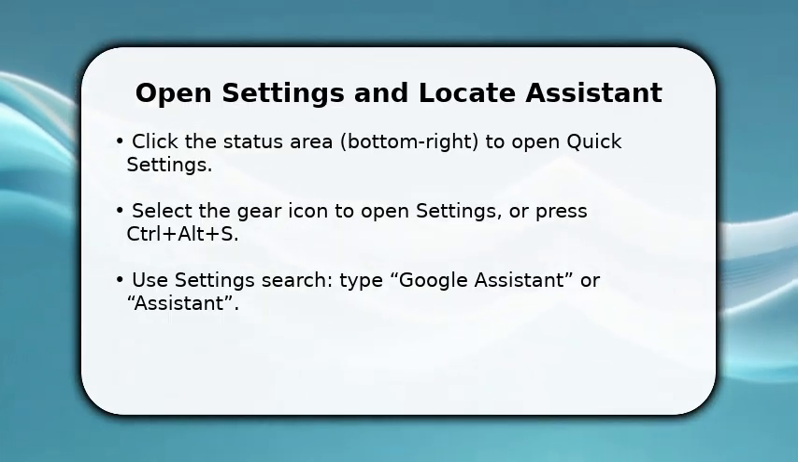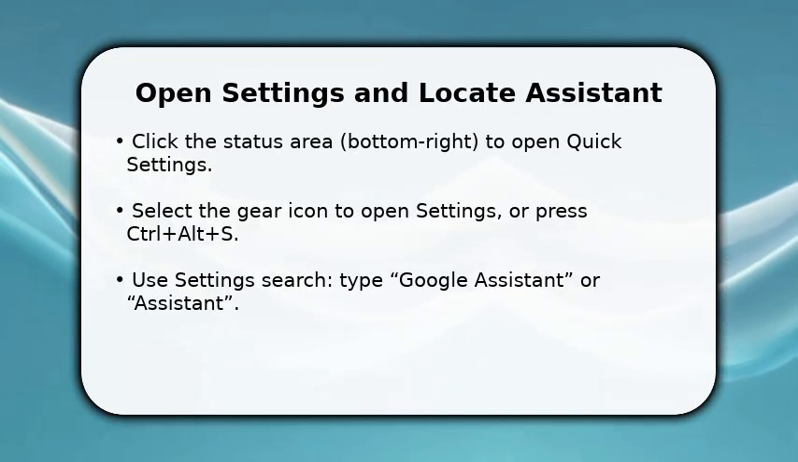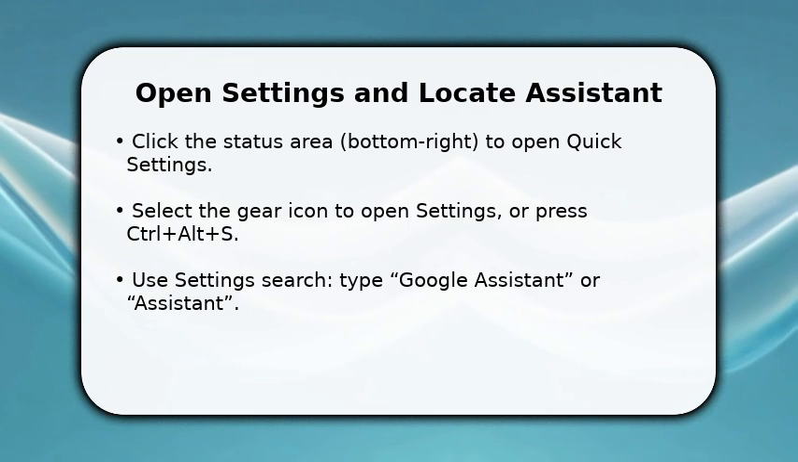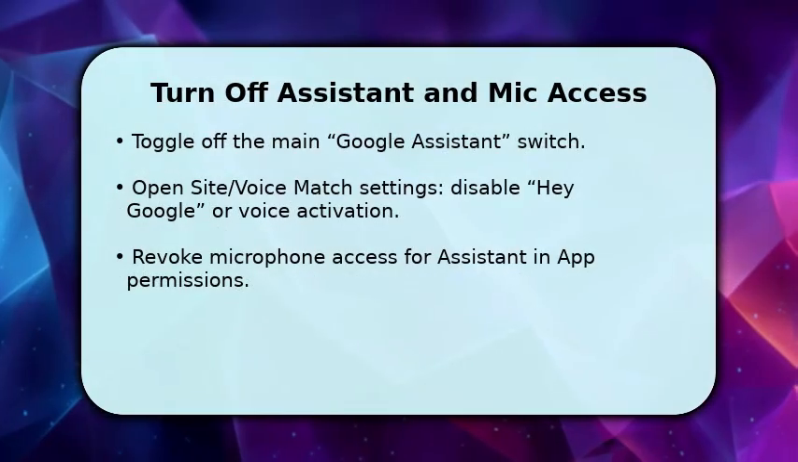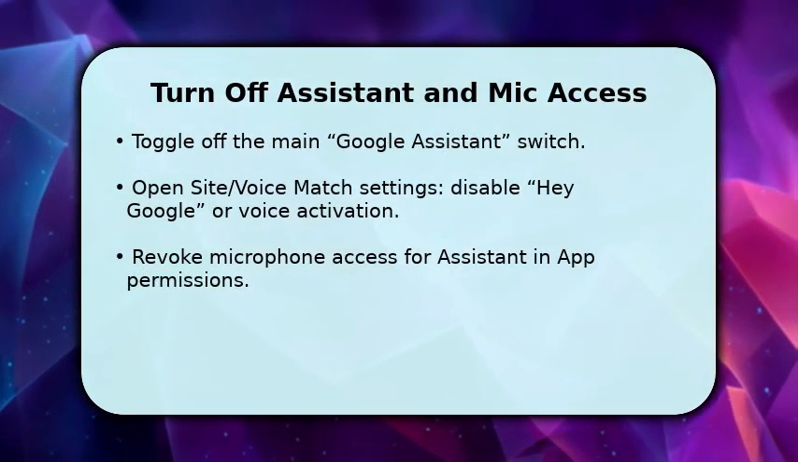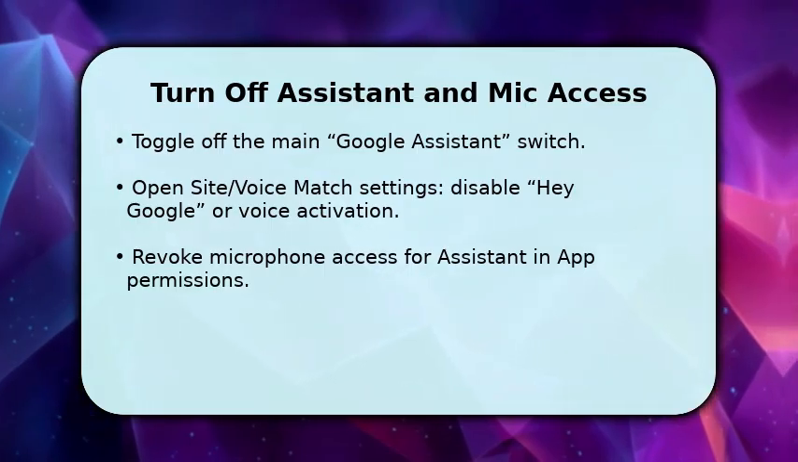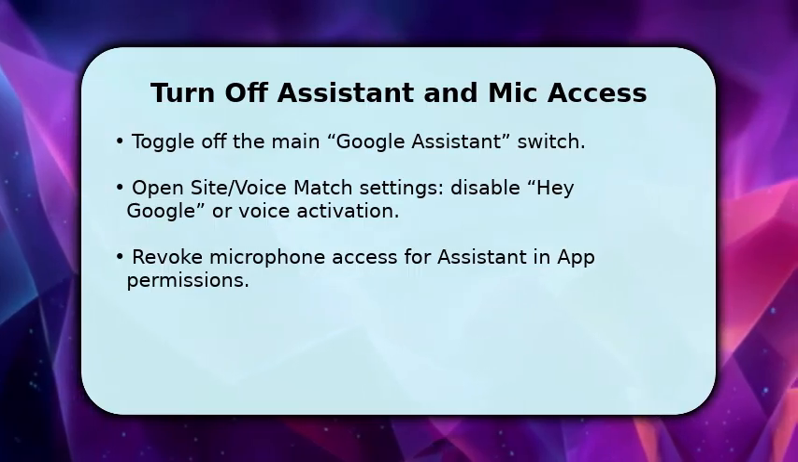Once found, look for the primary toggle labeled Google Assistant and get ready to switch it off. This is the first direct action to stop voice activation immediately. Now you'll disable voice activation and related permissions so Assistant no longer listens. Toggle off Google Assistant, then open the Assistant's voice match or wake word settings and disable Hey Google.